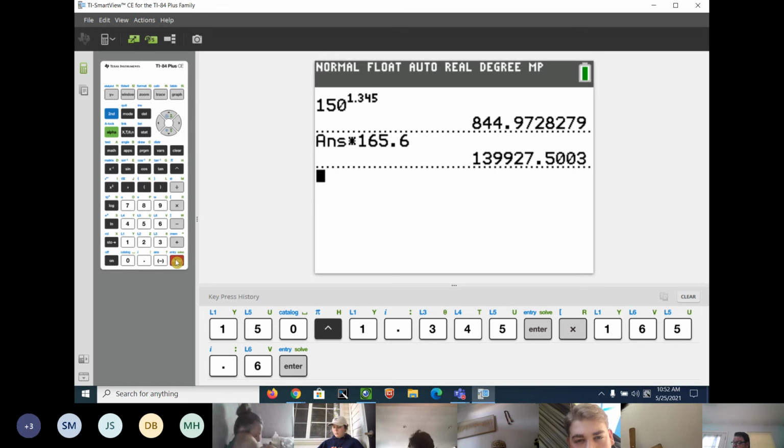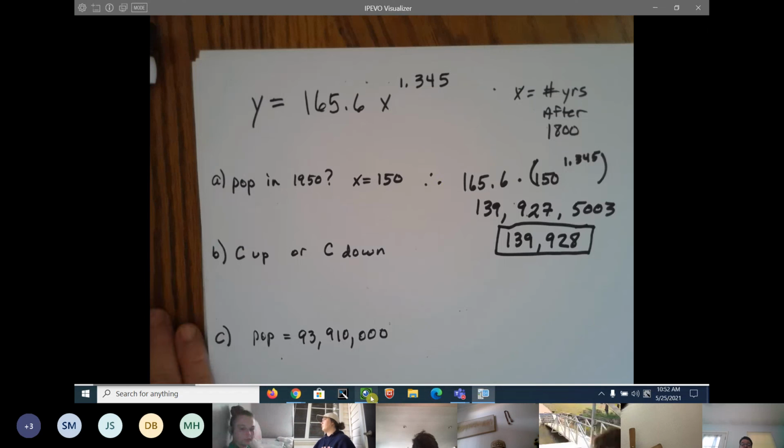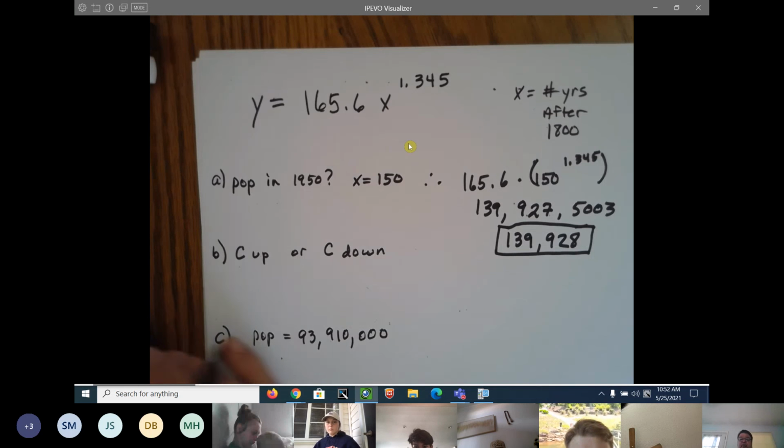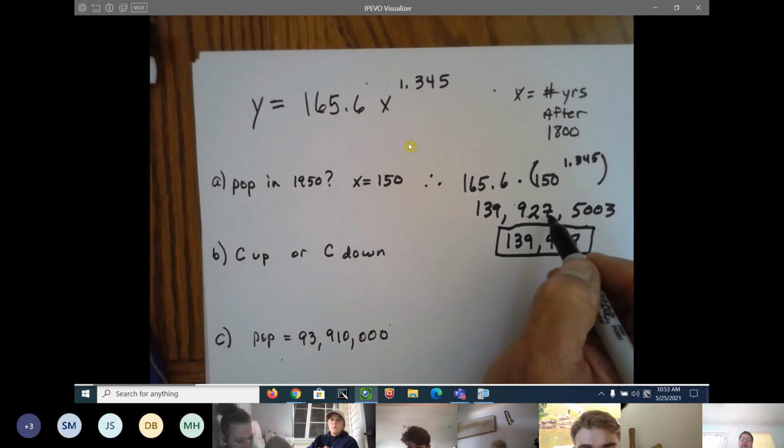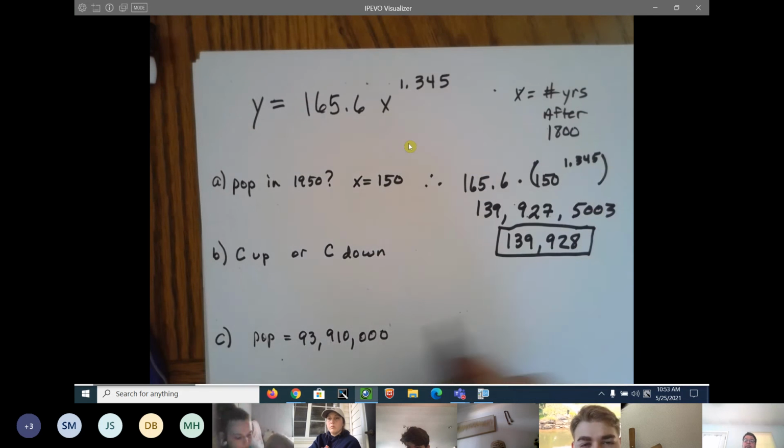139,928. Now, why did I automatically raise that up? Because you need to watch the Andy Griffith episode about Opie giving to the charity fund. Poor old Horatio. There's no such thing as a ratio of a person. So since that's a 0.5, you round that up to 28 people.